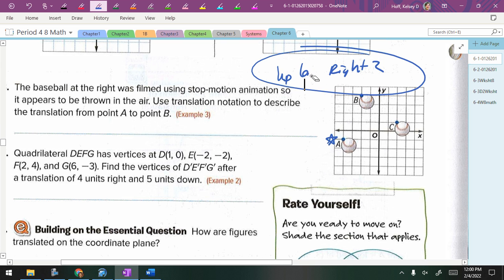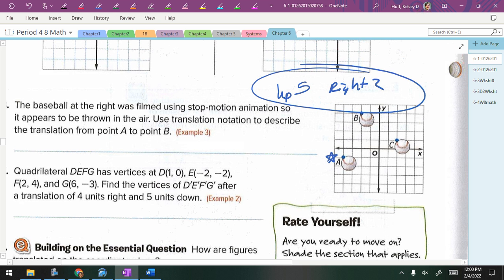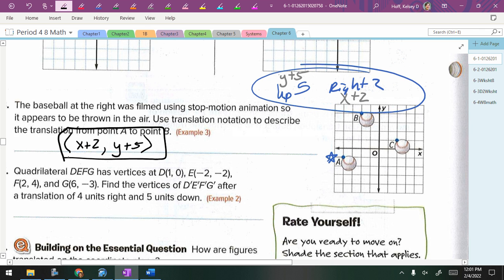Agree or disagree, everyone? I think it's just up 5, though, isn't it? Up 5? Okay, if I go up 5, which coordinate is that? X or Y? Y, positive or negative? Positive. If I go to the right, is that X or Y? X, positive or negative? Positive. So translation notation is going to look like an ordered pair. Which one do I write about first? X. So X plus 2, comma, Y plus 5. You're just giving me directions. You're telling me this is what they did.